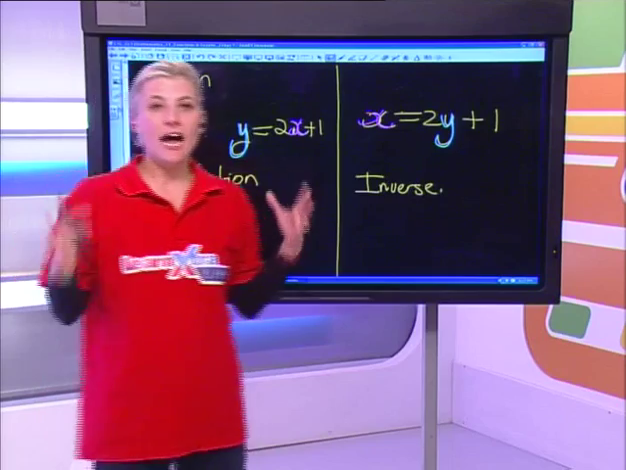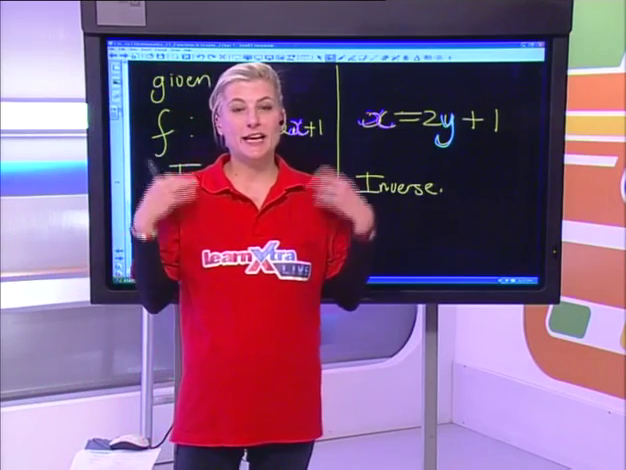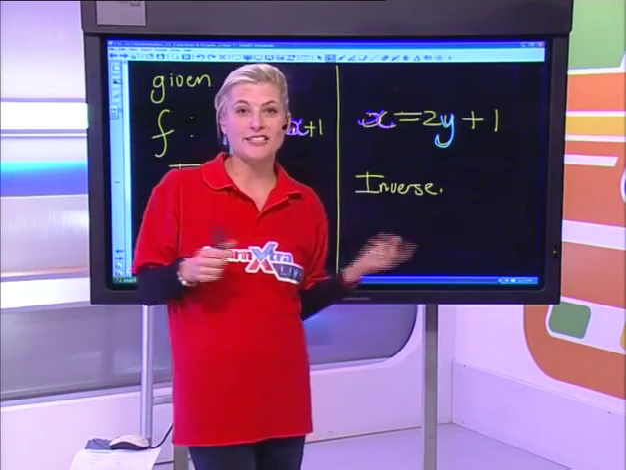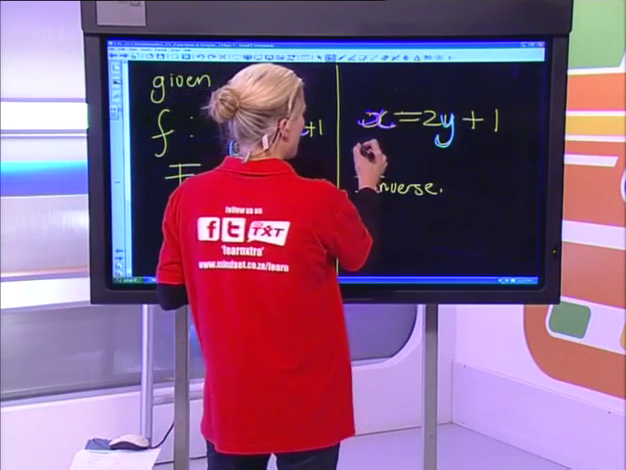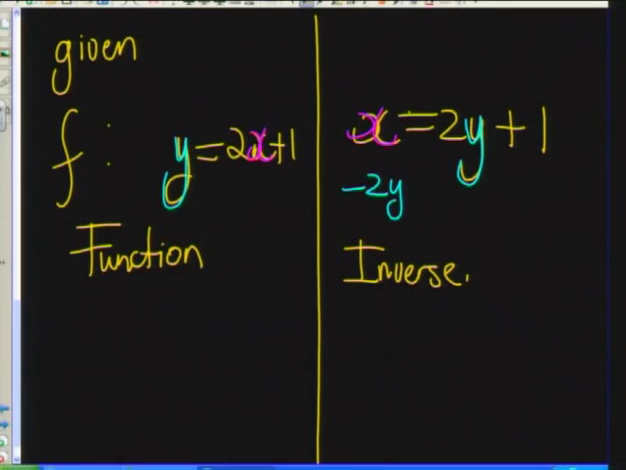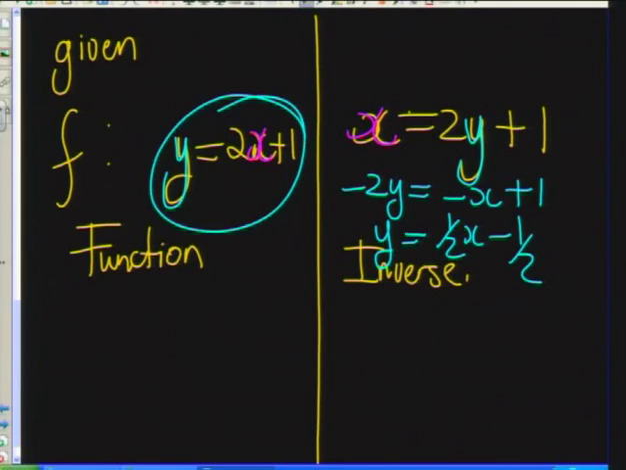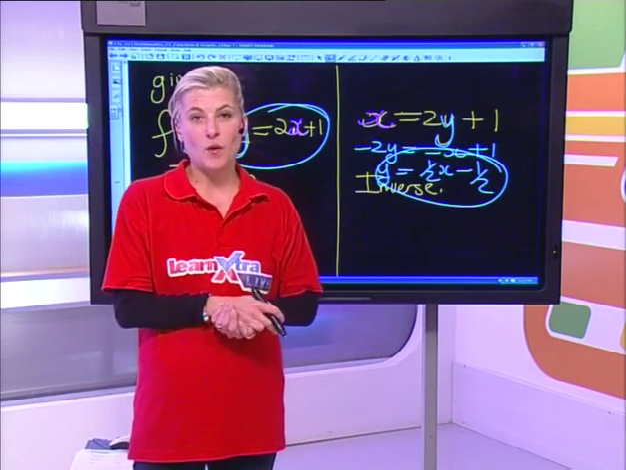Now, usually, it is considered more elegant to write our graph in the form y equals. So what I'm going to do here, I'm just going to make y the subject of the equation yet again, and this is going to give me y is equal to a half x minus a half. And if you were to draw this graph and this graph, you will see that they are symmetrical in the line of y is equal to x.